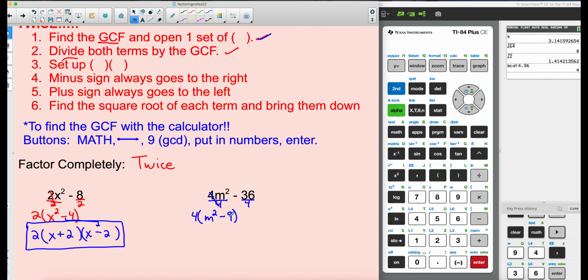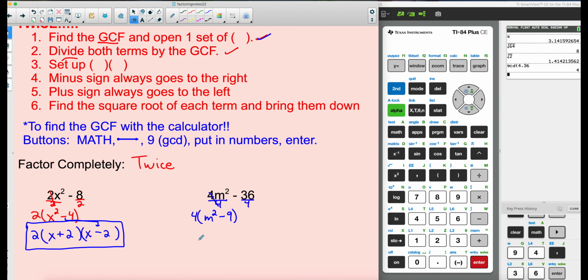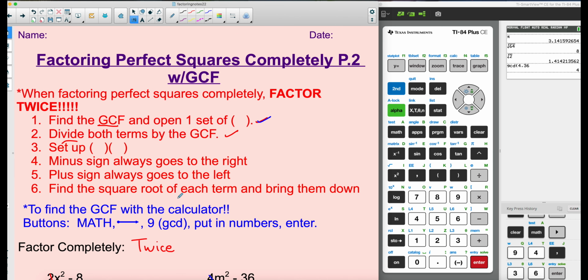Now, guys, immediately, this should be lit up like a Christmas tree for you. You know this is a perfect square binomial. So now you just go back to the old rules that we've been learning and factoring with. Factor all perfect squares, 2 sets of parentheses. Minus sign goes to the right. First sign's a plus. Square root of m squared is m. And the square root of 9, guys, is 3. And all you have to do is bring the greatest common factor of 4 down in front. And that's your answer. That's how you factor perfect squares completely with the greatest common factor. 4 times m plus 3 times m minus 3.